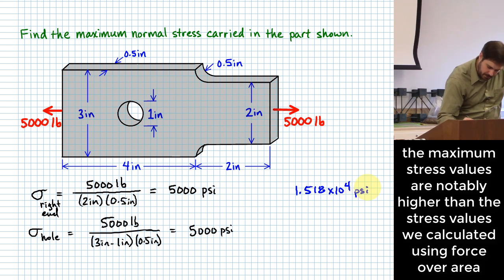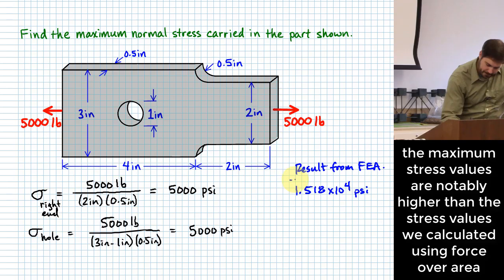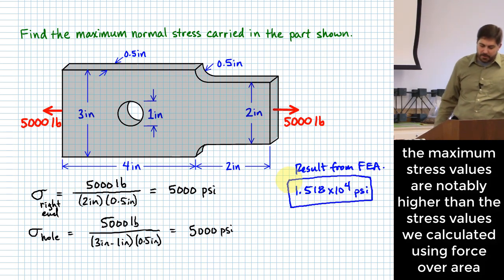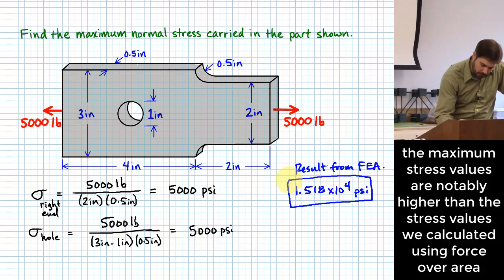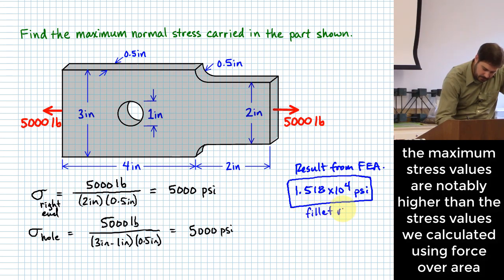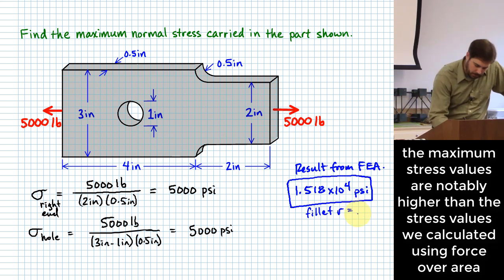And we'll say this is the results from our finite element analysis. Okay, and actually, this really wasn't our result for this exact problem, was it? This was the result when fillet radius was what? Okay, 0.1.